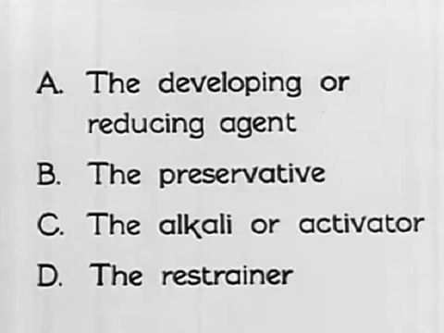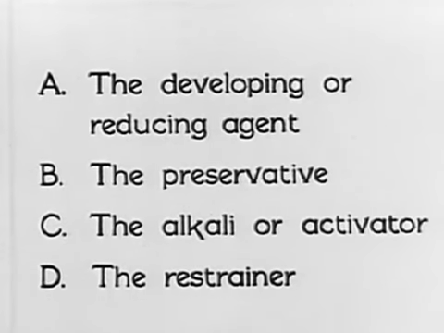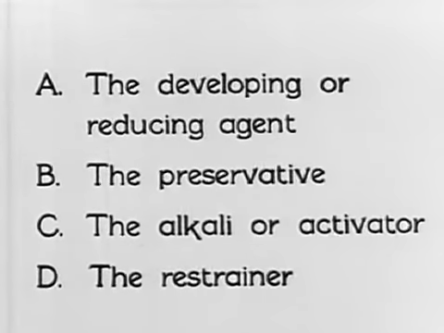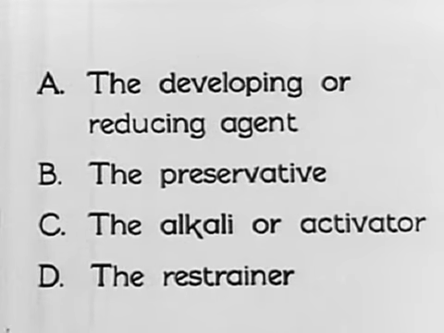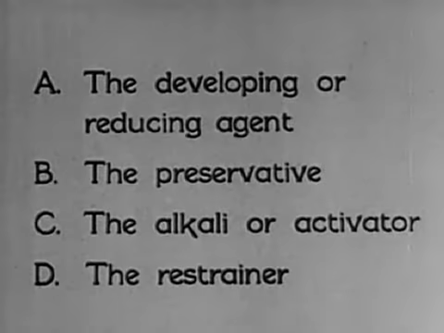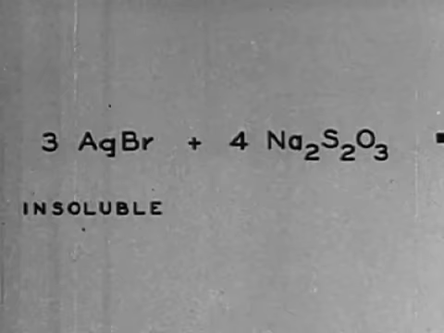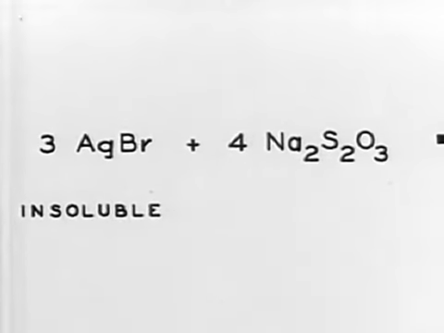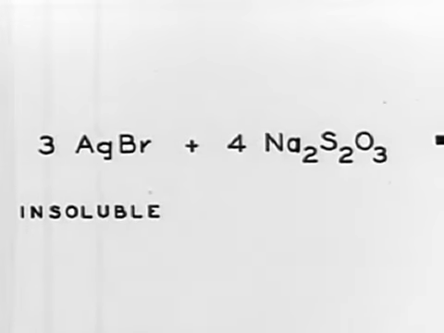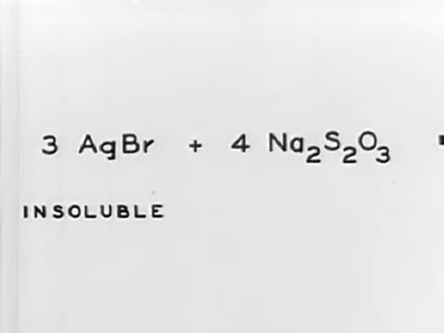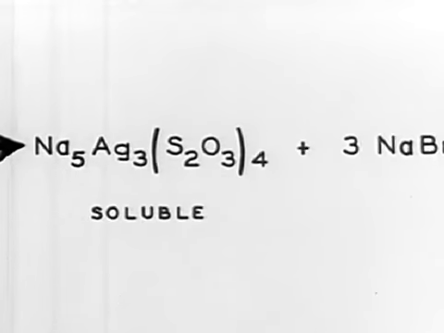These, then, are the ingredients of a developer. A, the developing or reducing agent. B, the preservative. C, the alkali or activator. D, the restrainer. In addition to a developer, we need a fixing bath containing sodium thiosulfate to remove the undeveloped silver bromide by converting it to soluble silver thiosulfate.